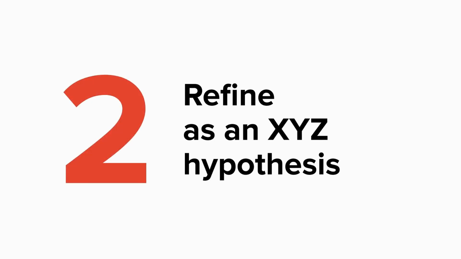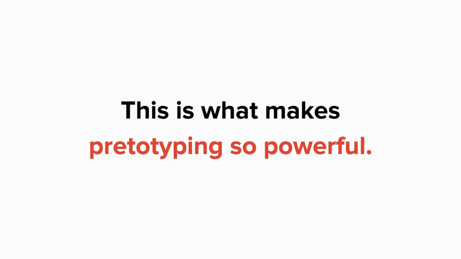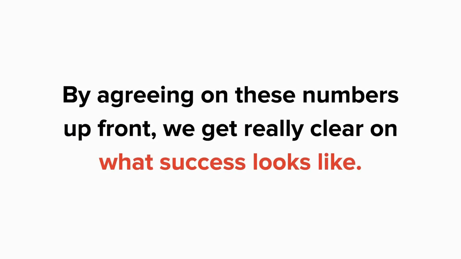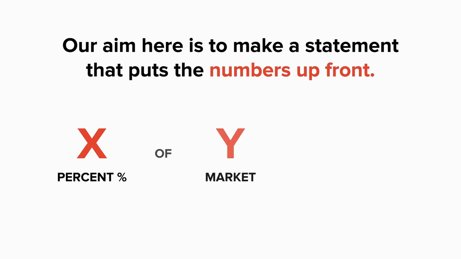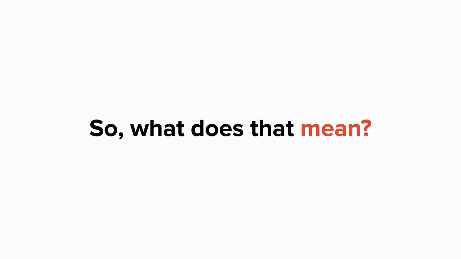The XYZ hypothesis. This is what makes Pretotyping so powerful. By agreeing on these numbers up front, we get really clear on what success looks like for these Pretotypes and experiments. Our aim here is to make a statement that puts the numbers up front. So we'd say that X% of Y market will take Z action. Now that sounds like gobbledygook. So what does that mean?